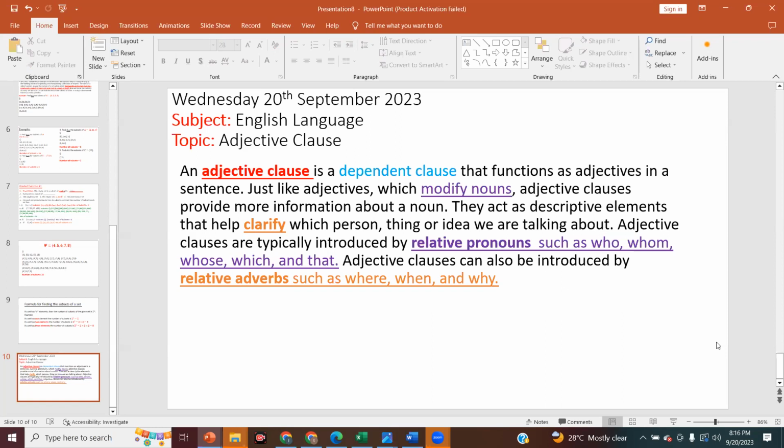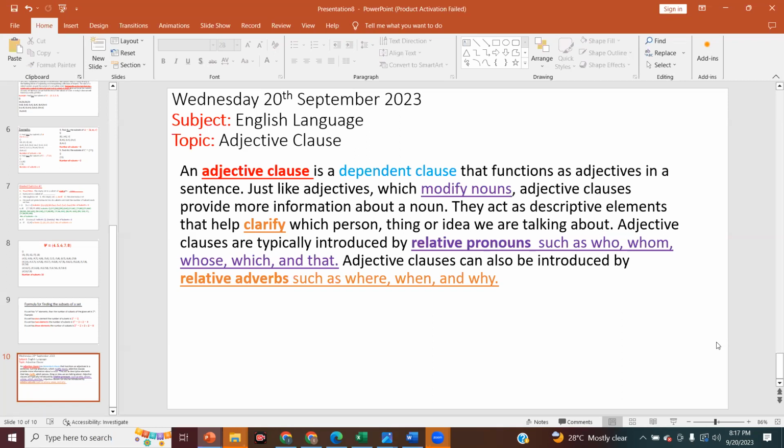Can someone give me an example of a relative pronoun? It's right on the screen. Who, which, whom, that. Very good. And how about relative adverbs? Where, when, and why. Very good. Those are relative adverbs.